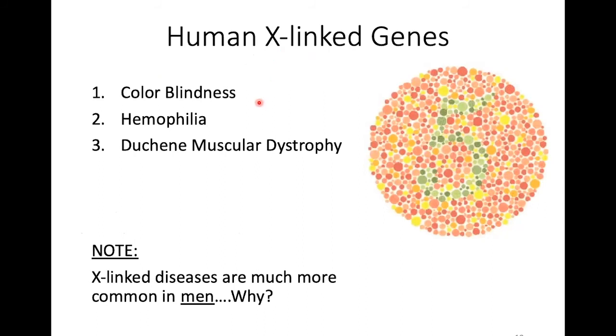Okay, we have three conditions here, all linked to the X chromosome. Those would be color blindness, hemophilia, as well as Duchenne muscular dystrophy. And all three of these are more common in men. And ask yourself why? Because men only need one copy of the recessive for that trait to be expressed, whereas females require two.